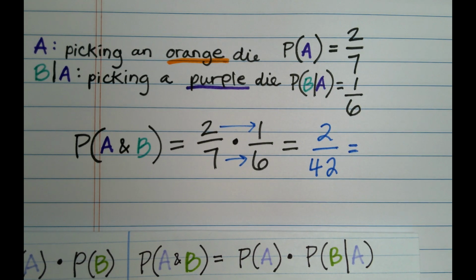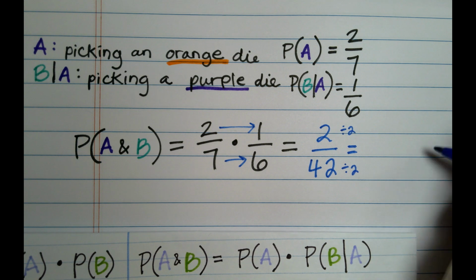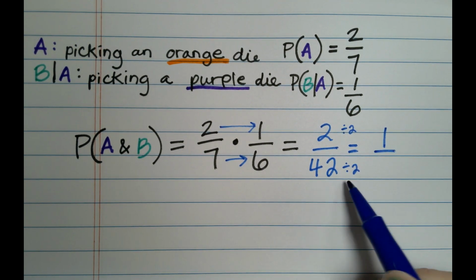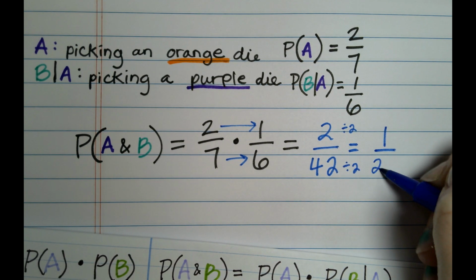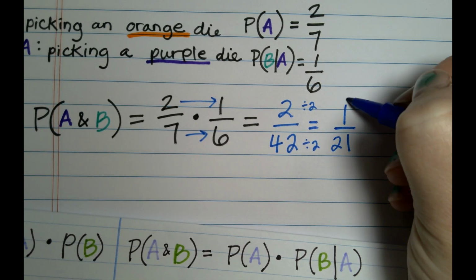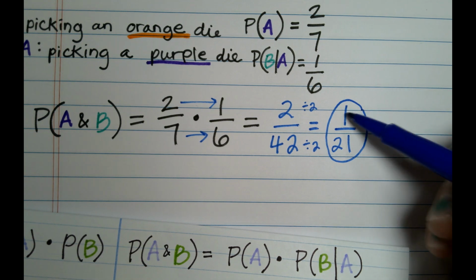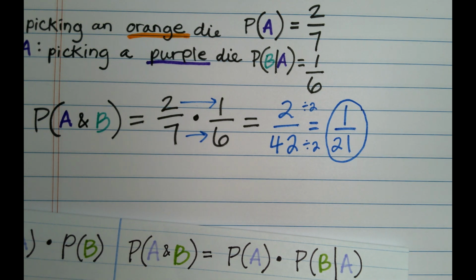Now, could you simplify? You can simplify. What would this simplify to? 1/21. Yes, I could divide 2 by 2 to get 1, and 42 divided by 2 to get 21. And this would be my probability as a fraction, 1 out of 21. Now, if I want to make it into a decimal, how do I do that? Divide. 1 divided by 21. So go ahead and do that, and when you get a decimal, let me know what it is.